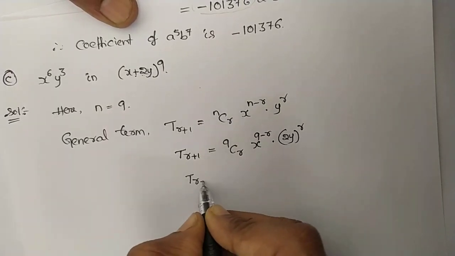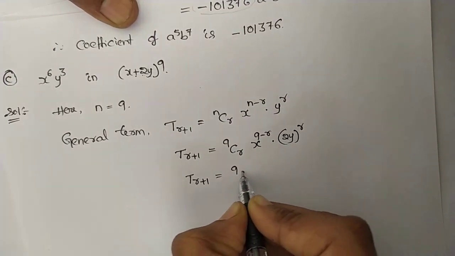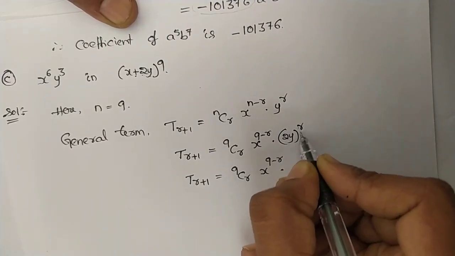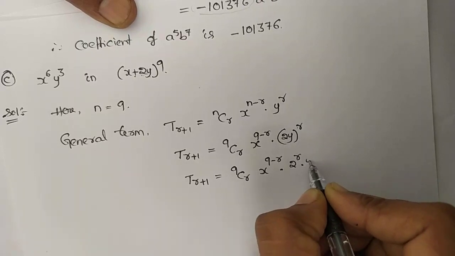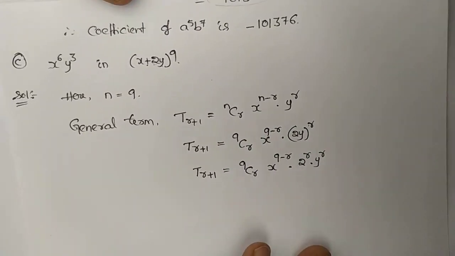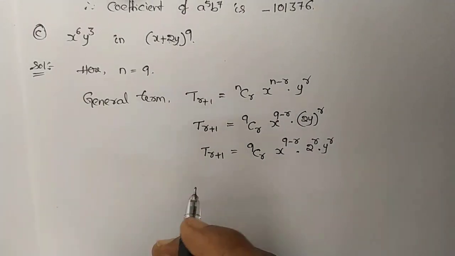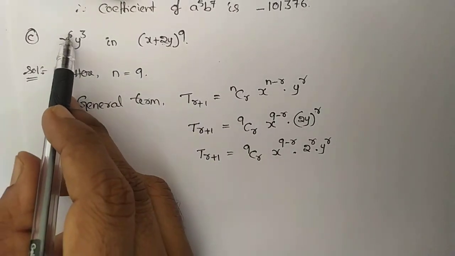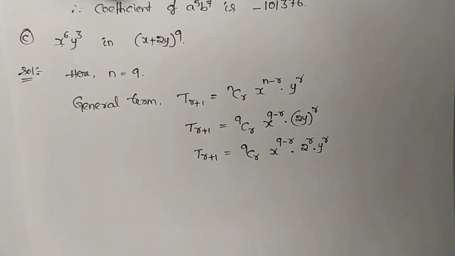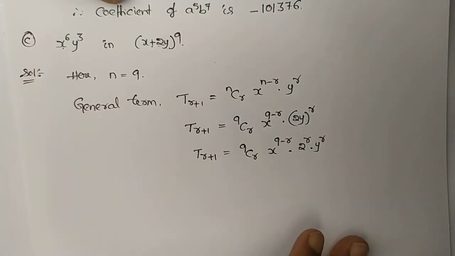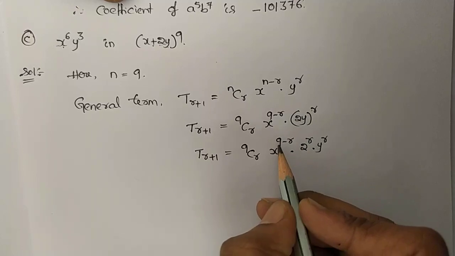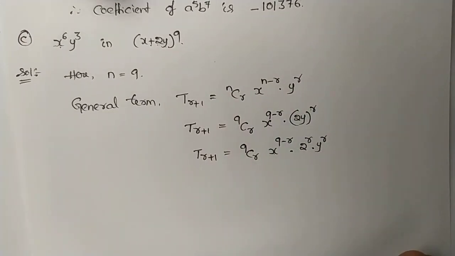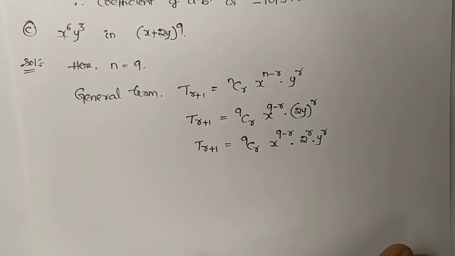Let us simplify further. T(r plus 1) equals 9Cr x power 9 minus r into 2 power r y power r, by using the laws of exponents. Okay, it is the general term. So what do we have to find? The coefficient of x power 6 y cube. I already told you in the previous problem itself that you can equate x powers or y powers. You can choose any one, either x powers or y powers.